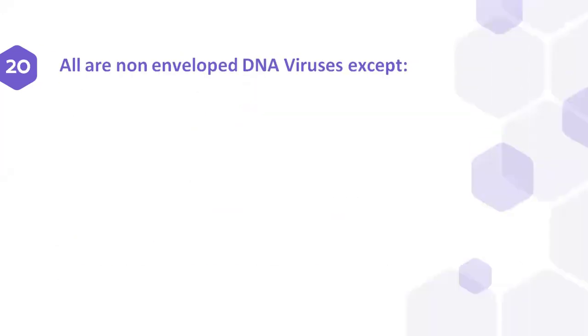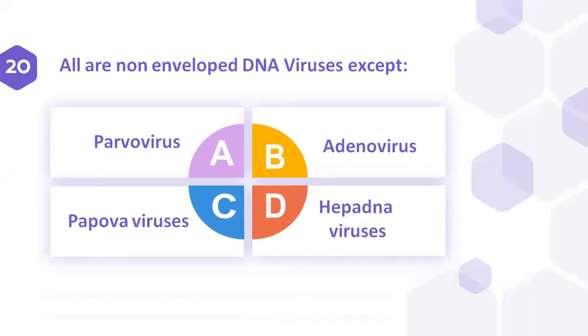Next question. All are non-enveloped DNA viruses except option A, parvovirus; option B, adenoviruses; option C, papovavirus; option D, hepadnavirus. So here the right answer is option D, hepadnavirus. Hepadnaviruses include the hepatitis B virus. Hepatitis B virus is an enveloped virus. The other options, parvovirus, adenovirus, and papovavirus, are all non-enveloped DNA viruses. They consist of DNA as genetic material.